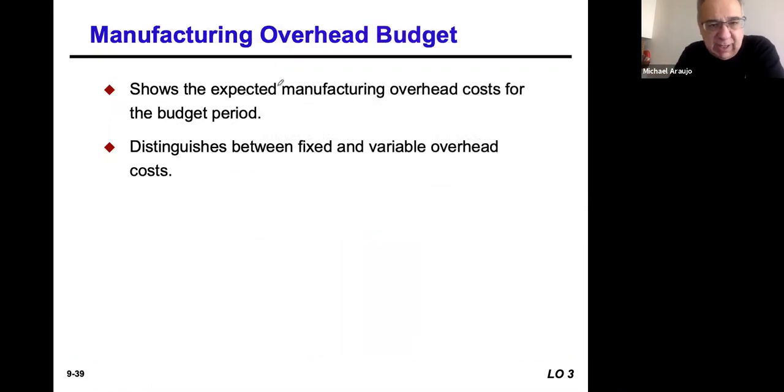I don't think it's going to be any different. It's not going to be very difficult for you. It should be straightforward. Manufacturing overhead: again, we want to make sure we know what to expect in the cost of manufacturing overhead for that period of time. The one thing that the budget does that's important is it distinguishes between our fixed overhead costs and our variable overhead costs, which should come as no surprise to you at this point in time.